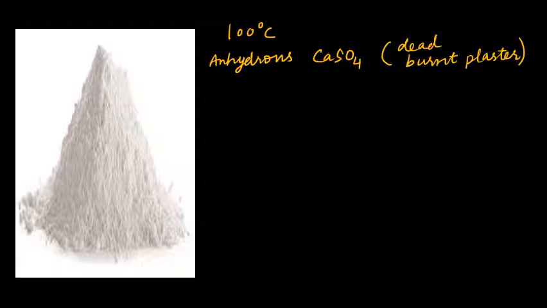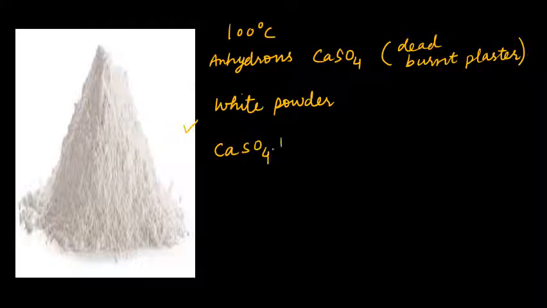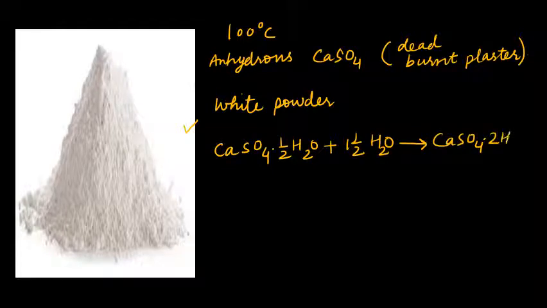So far as the color of plaster of Paris is concerned, as you can see in this picture, it is a white powder. And when plaster of Paris is mixed with water, it will again convert to CaSO4·2H2O. This is gypsum.